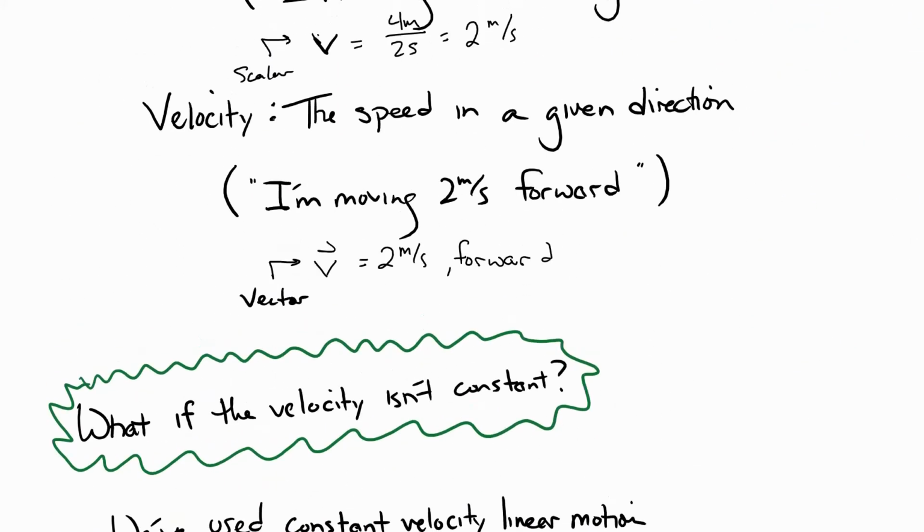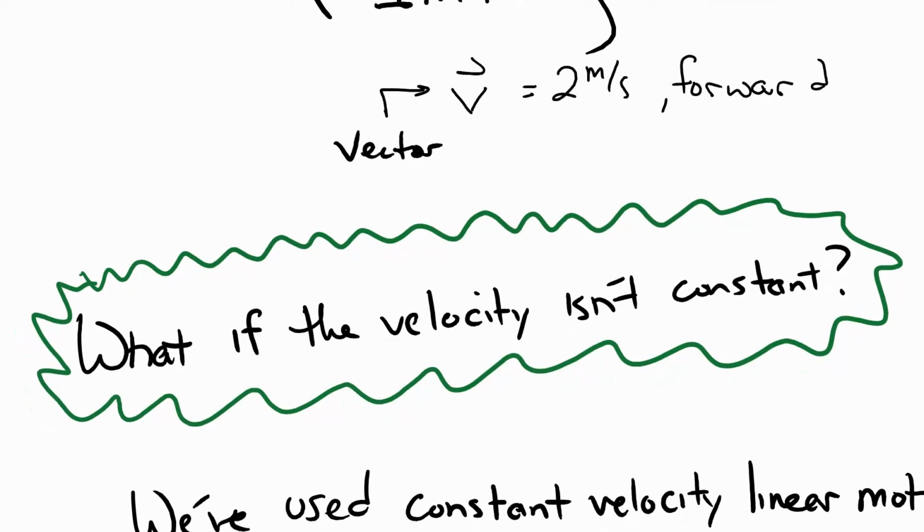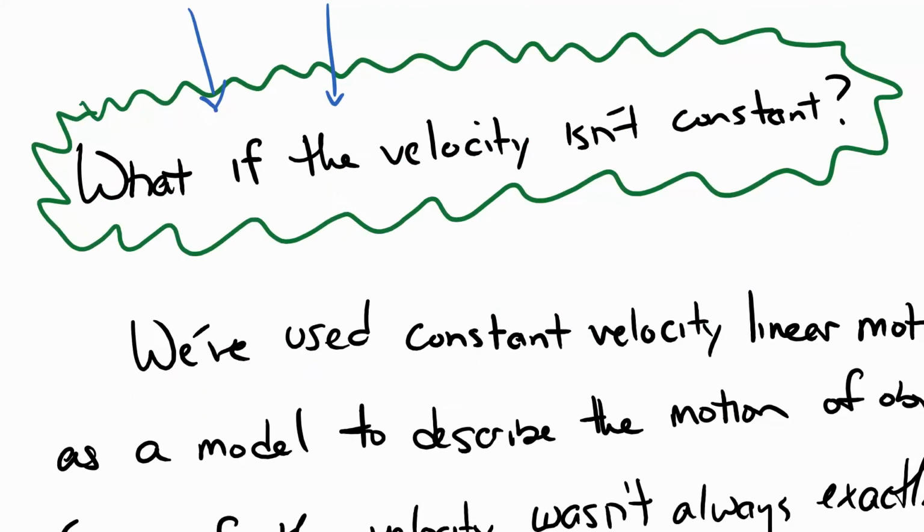Now, you may be wondering one more thing. You may be wondering many things, actually, at this point. If you're wondering many things and it's not the thing that I'm about to draw arrows to, pause the video, take a second, double check the book, but we're going to press ahead. We're going to ask, what if the velocity isn't constant?